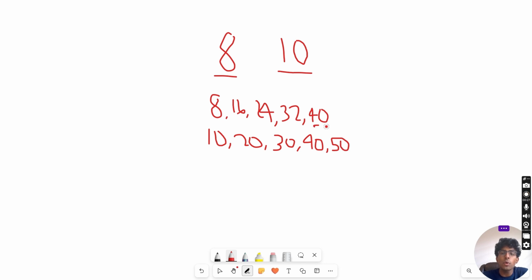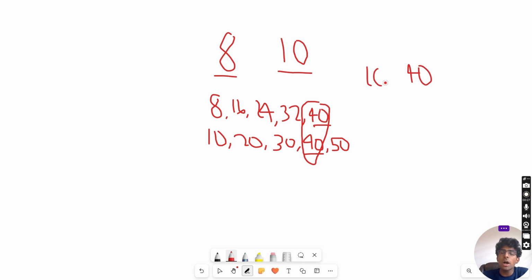So we see that 40 matches up in both multiples of 8 and 10. So since that is the first multiple that these two numbers share, that is your least common multiple. So 40 would be the answer. That would be your LCM of these two numbers, 40.